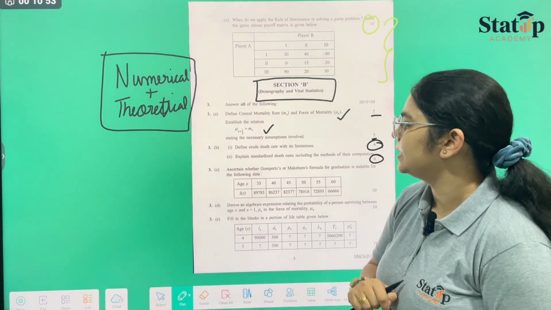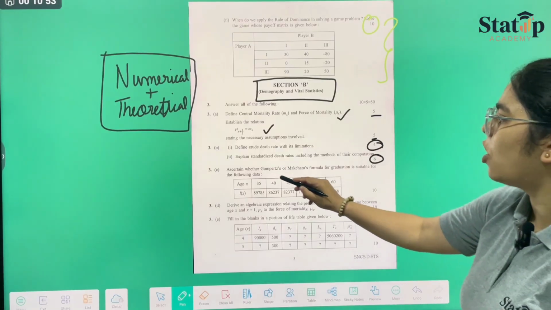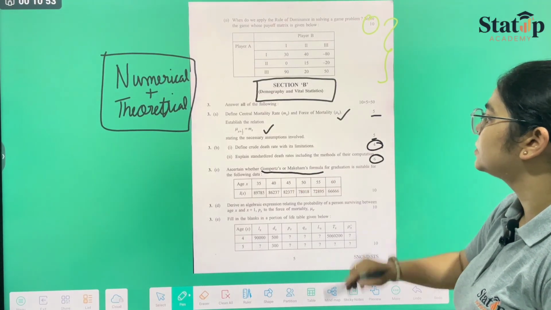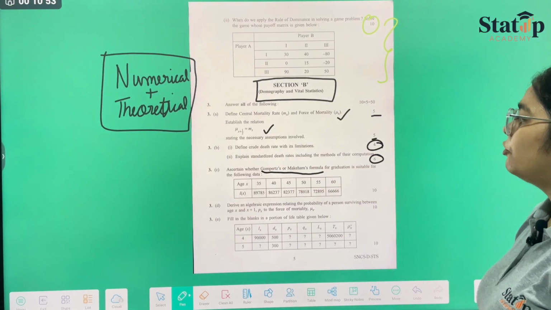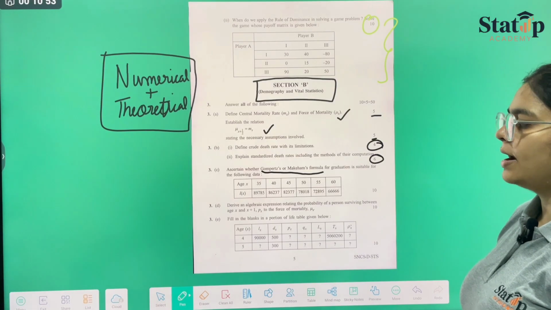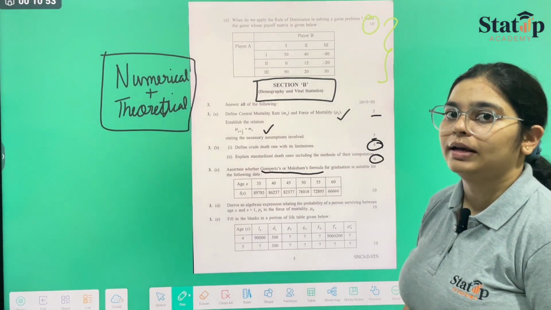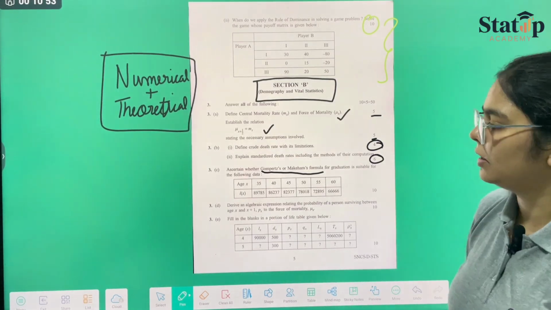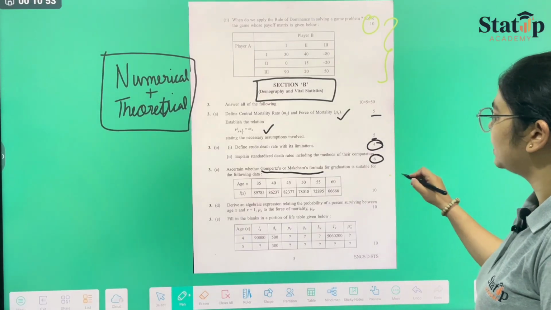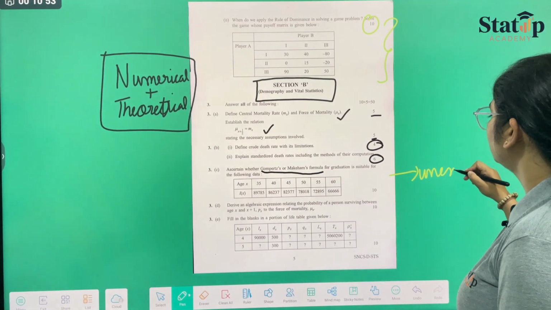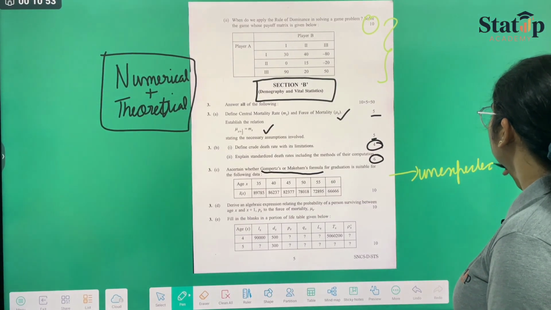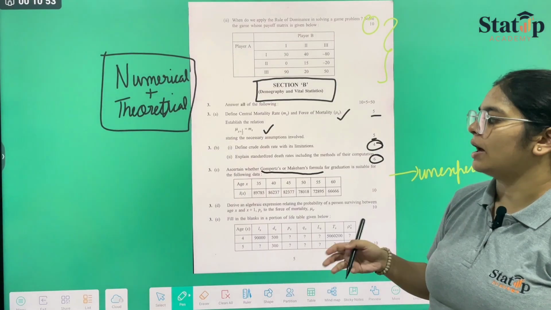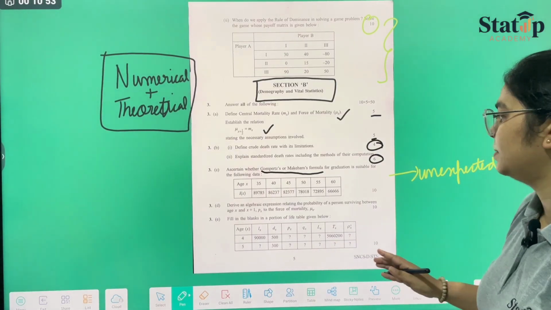Now question 3C has been asked on the Gompertz or Makeham's formula for graduation, and this is the first time that they have asked us for the numerical of this, so it was an unexpected question this time. Those who knew how to solve the numerical portions of this would have done it, otherwise it was unexpected.